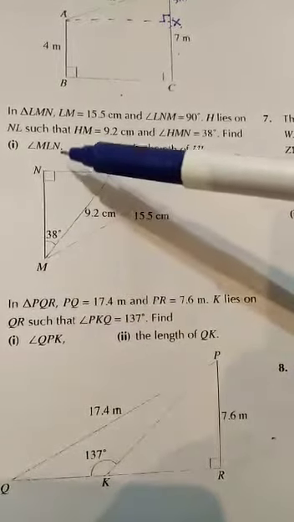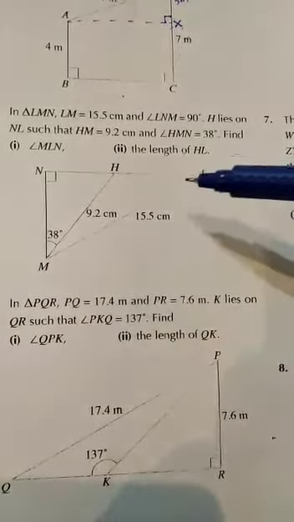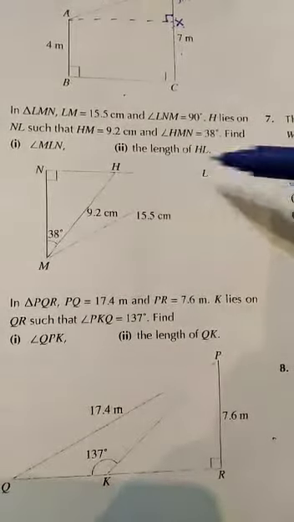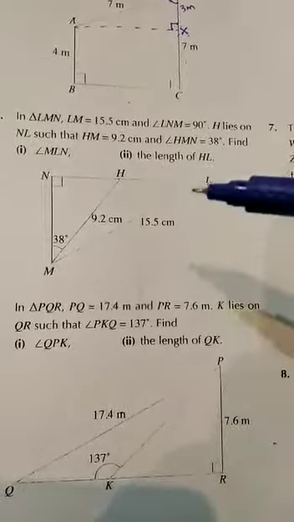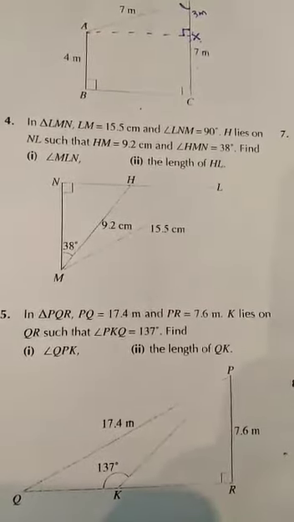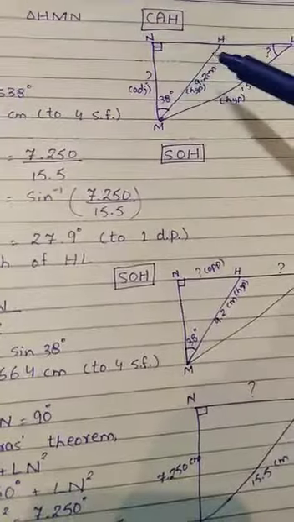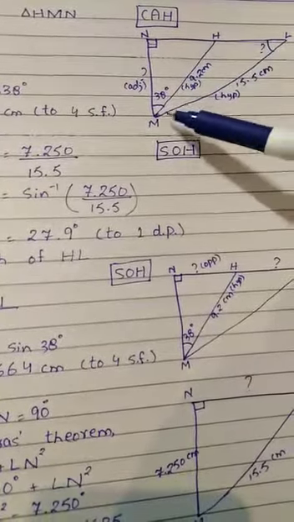In part 1, you are supposed to find out angle MLN, which is this angle, and in part 2, the length of HL. So how will you solve both parts? Let's come to the solution of question number 4, parts 1 and 2. In part 1, you are supposed to find angle MLN.